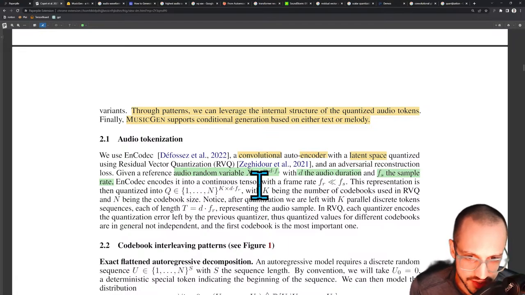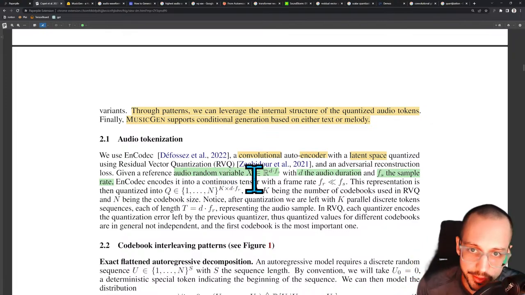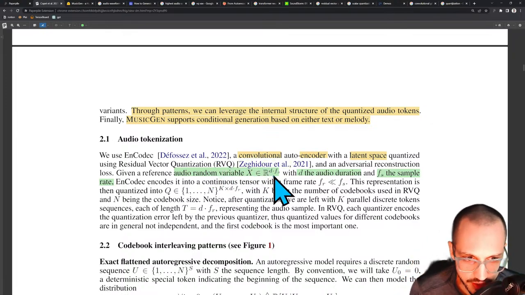But in practice, they're not actually negative infinity to infinity. Usually when you're dealing with audio, you're basically normalizing it. So this is just kind of excessive mathematical formalism here by saying this R, to be honest.